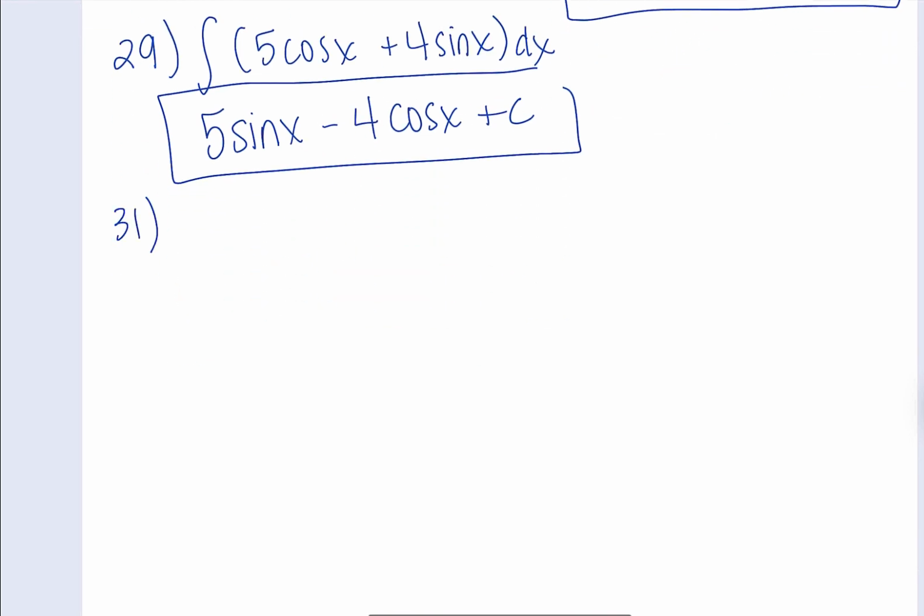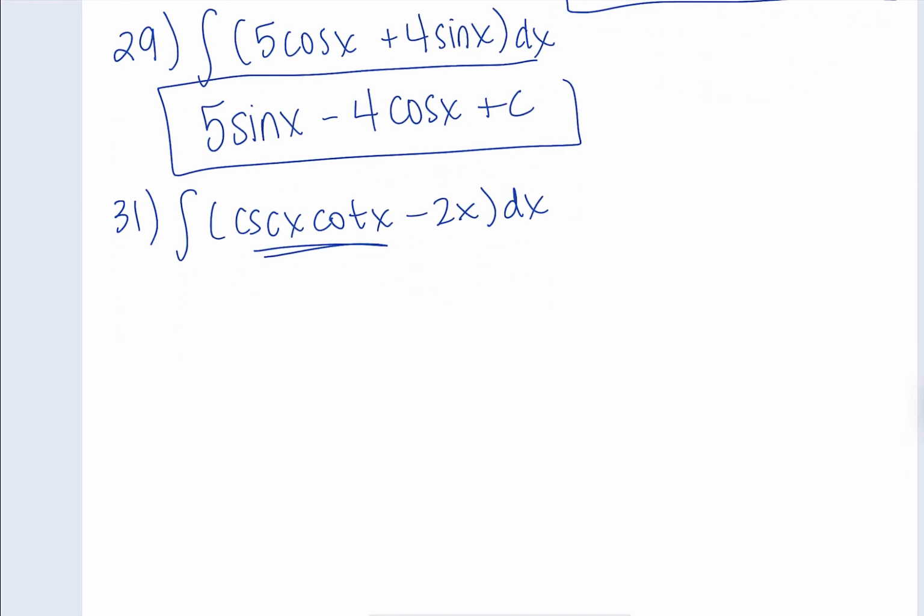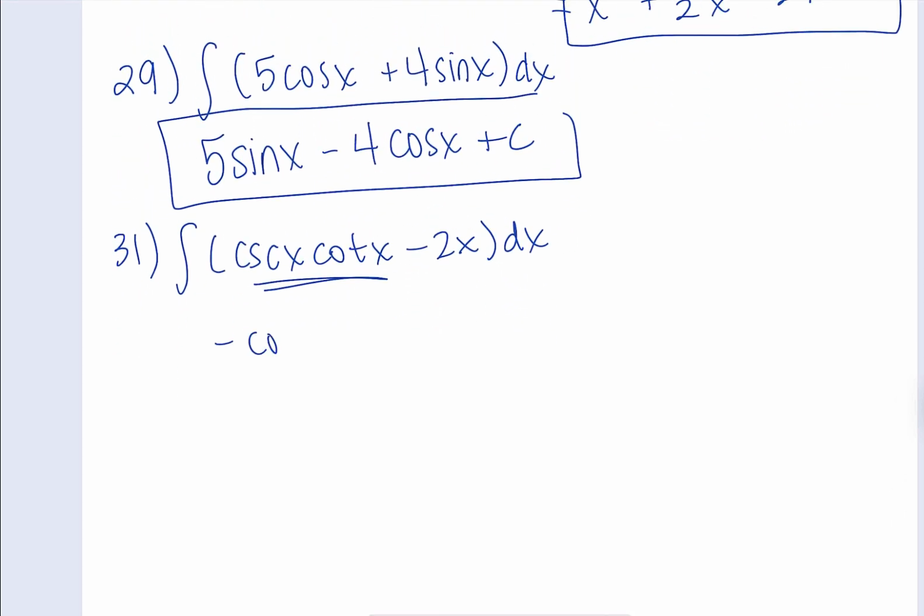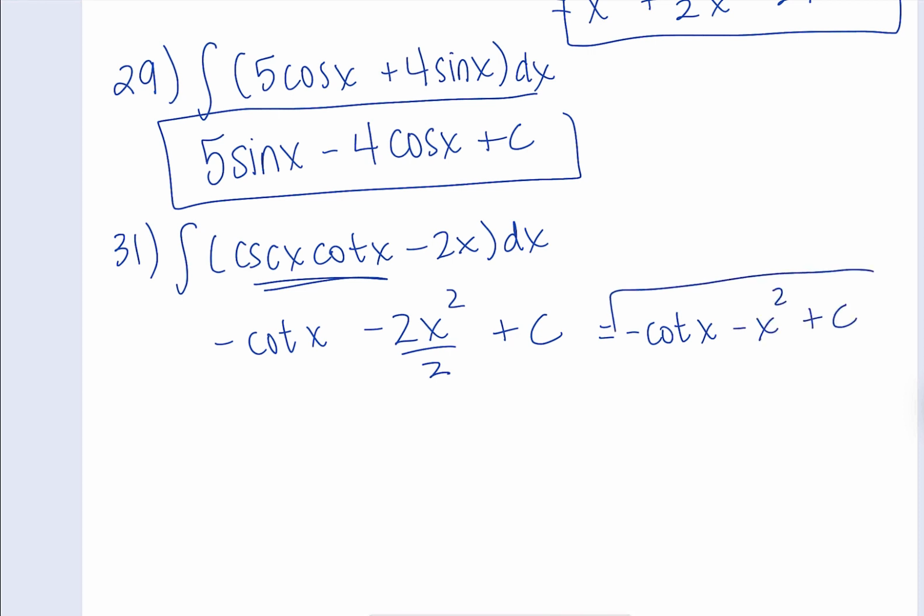For number 31, we have cosecant x, cosecant x cotangent x, minus 2x. And so this cosecant cotangent, that is negative cotangent x, and then minus 2x squared over 2. That was just a power rule. And we can simplify this to make this negative cotangent x, and then just a minus x squared. The 2's will cancel.